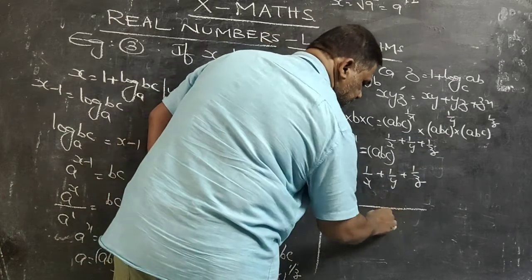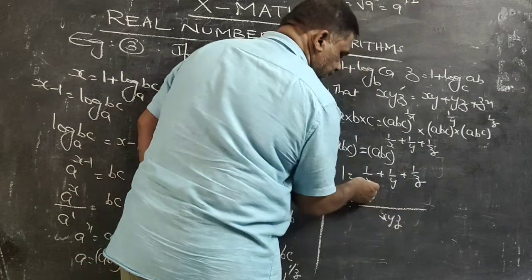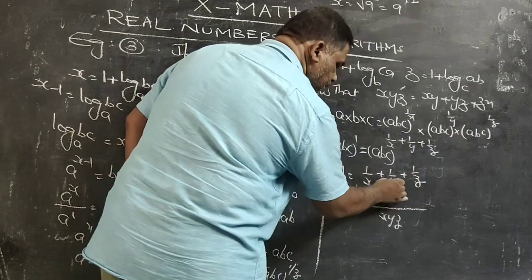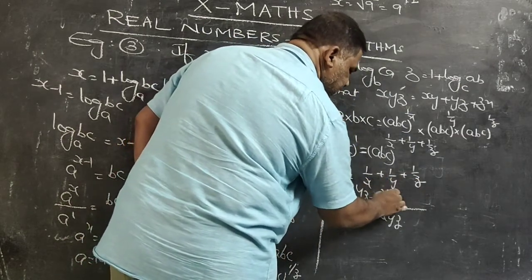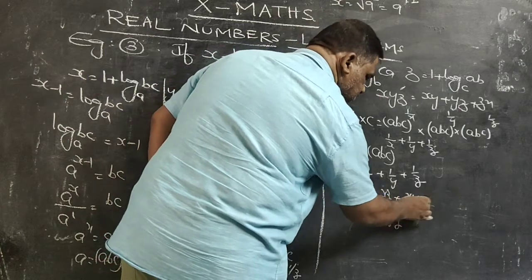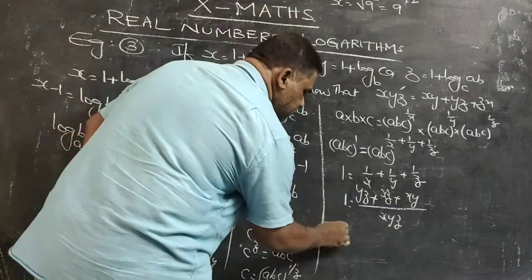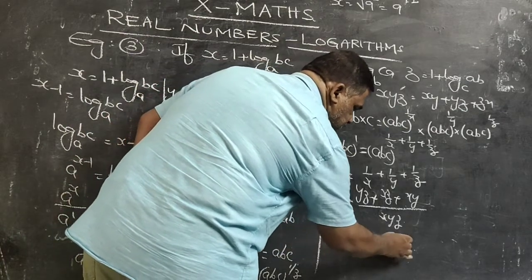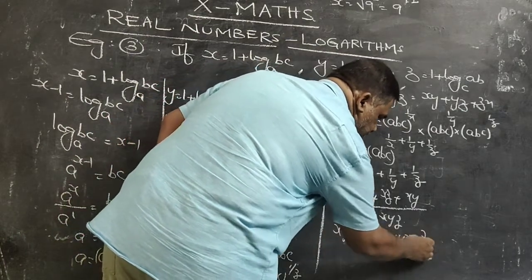Here LCM is xyz. X is there, multiplied by yz into 1. Y is there, multiplied by xz into 1. This is xy into 1. If you cross multiply, you will get the answer: xyz is equal to xy plus yz plus zx.